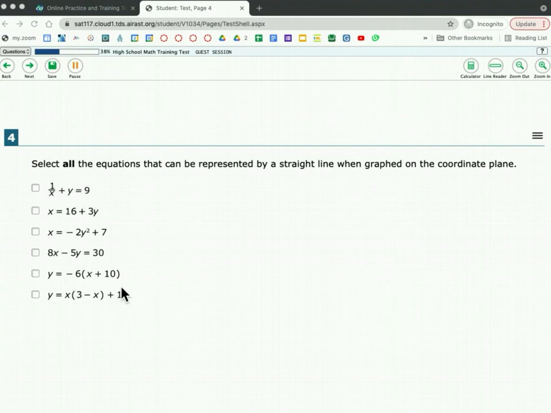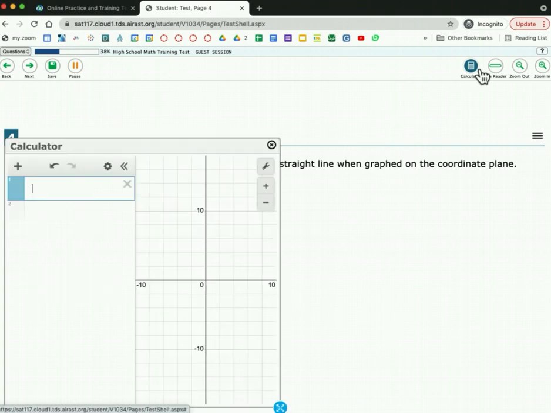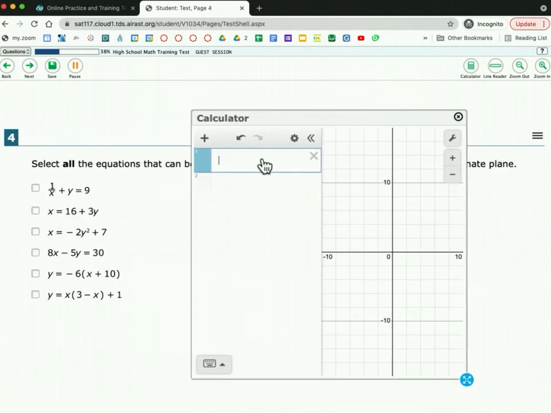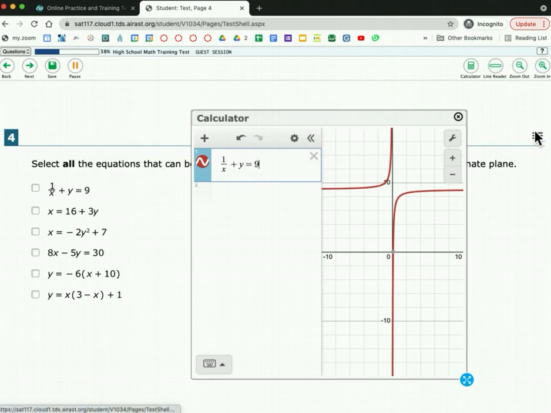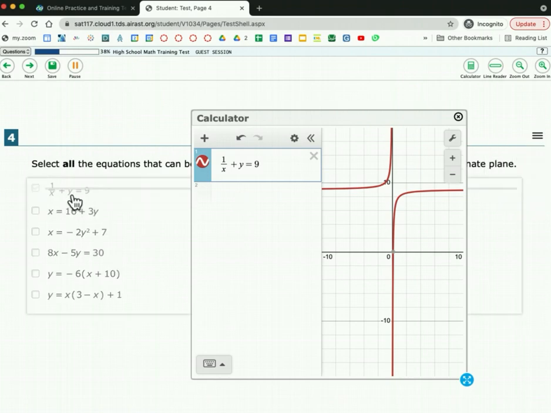If you would like to, the easiest way is you actually have a graphing calculator here. If you want to actually see them, you can just type them in. So you could just type 1 over x plus y equals 9. And you see, okay, that's not a straight line, so they do not want a straight line. So you can actually even go here and strike it out, say that's not a straight line, I don't like that one. Then you could say, okay, x equals 16 plus 3y.